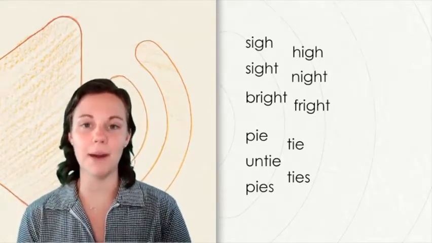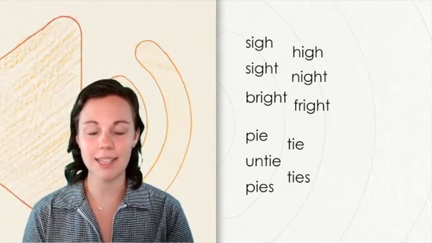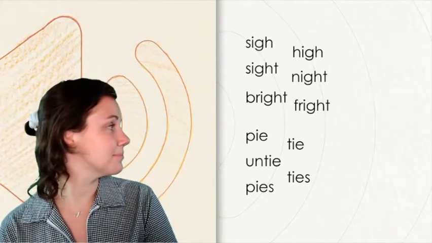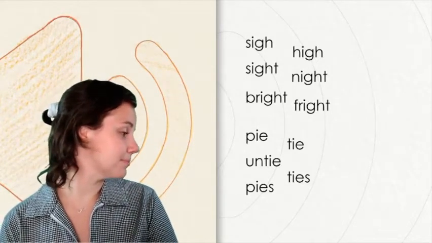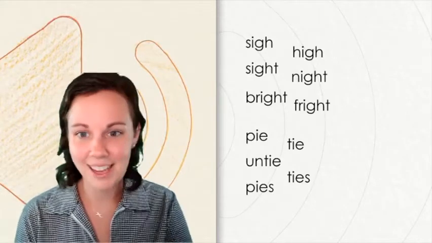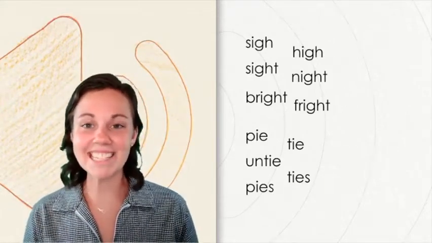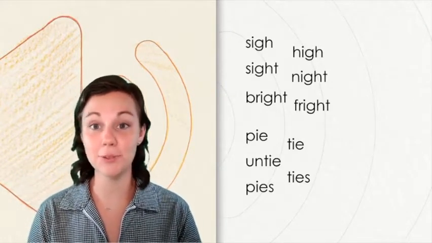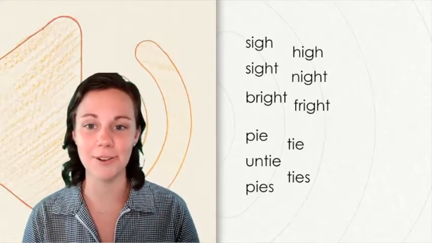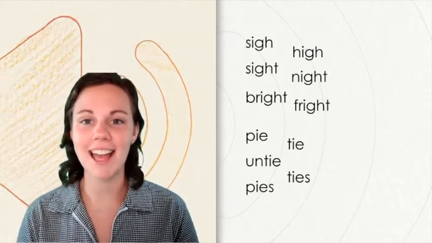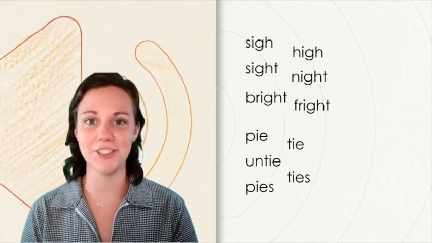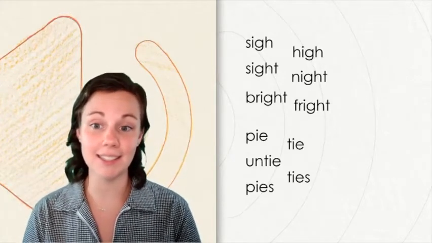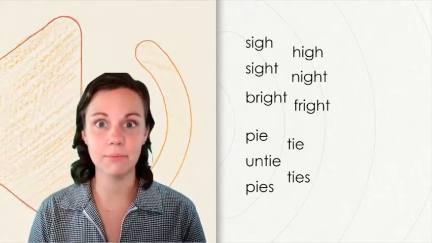What do you notice about all of these words? Is there a sound that they all have in common? Did you find it? It's the long I sound. I bet you noticed two different ways to spell that long I sound. The first several words have IGH working together to make the long I sound. You notice it in sigh, night, bright.